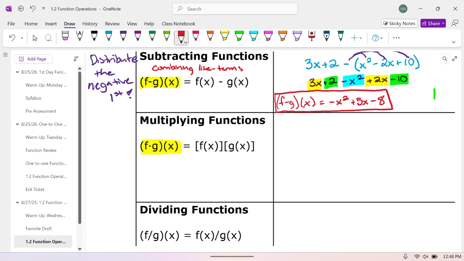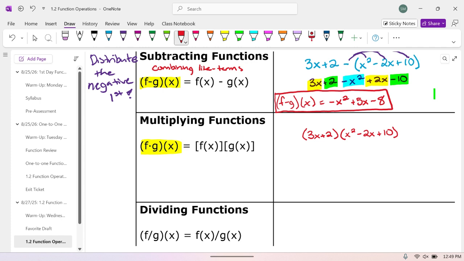So I'm going to go ahead and write them out. So I'm going to do 3x plus 2 times x squared minus 2x plus 10. And I'm going to use parentheses in this case to signify my multiplication because it's just cleaner. So we're using parentheses to signify multiplication.